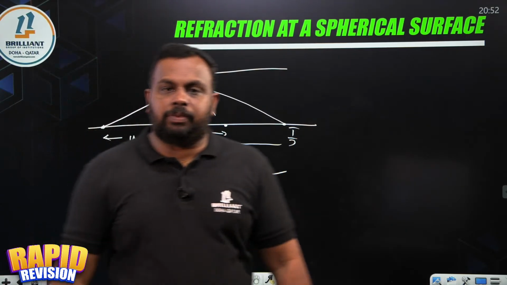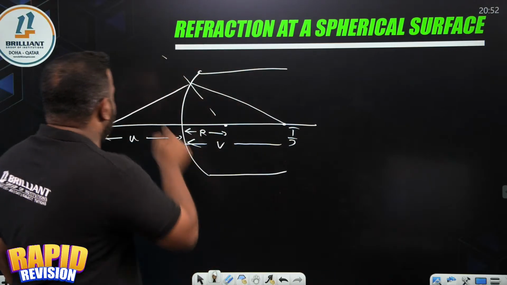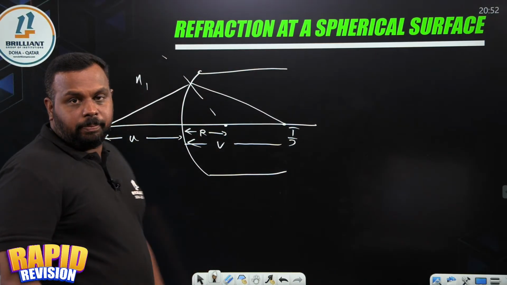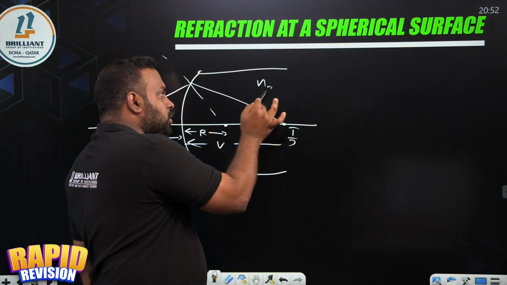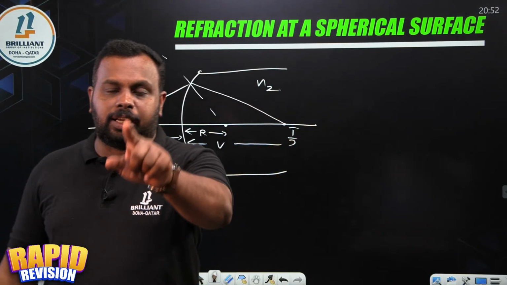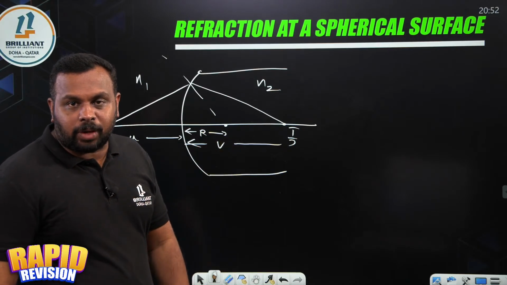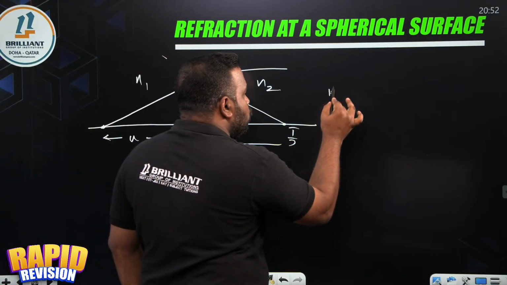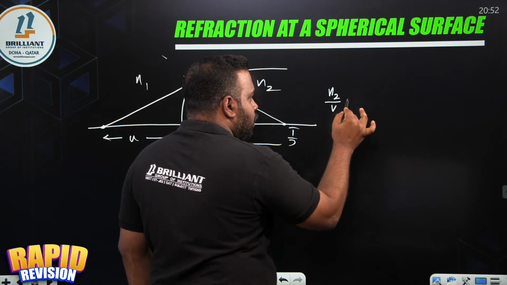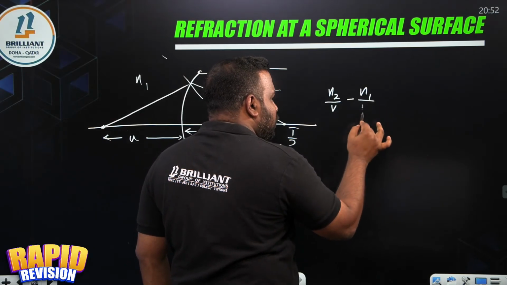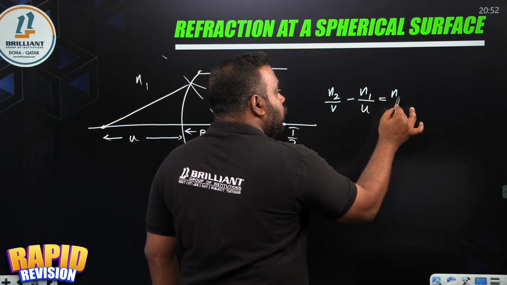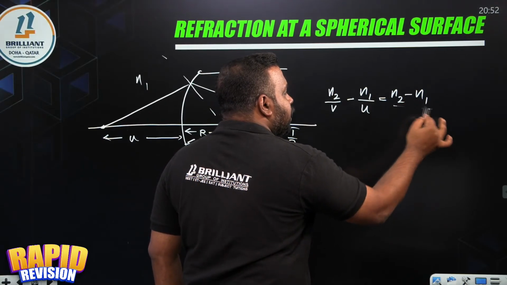What is the relation between N1 and N2? What is N1? The refractive index of the first medium. N2 is the refractive index of the second medium. What is the relation between N1, N2, U, V and R? N2 by V minus N1 by U is equal to N2 minus N1 by R.